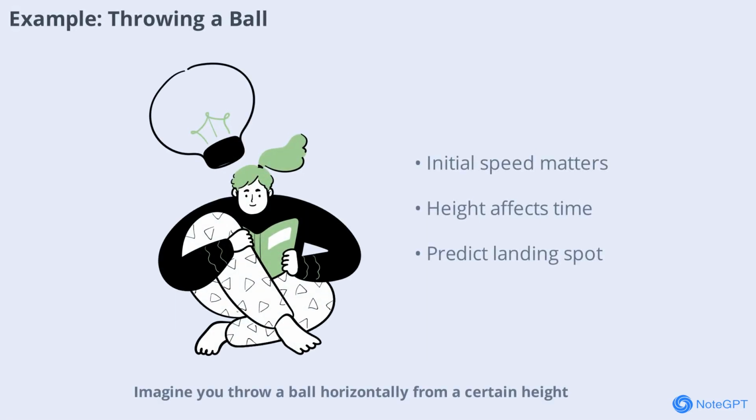Imagine you throw a ball horizontally from a certain height. Using the equations of motion, you can predict how far the ball will travel before it hits the ground. By knowing the initial speed and the height from which the ball is thrown, you can calculate the time it takes to fall and the horizontal distance covered. This simple example demonstrates how physics helps us understand and predict the outcome of everyday actions. Next, we'll explore how the angle of launch affects projectile motion.